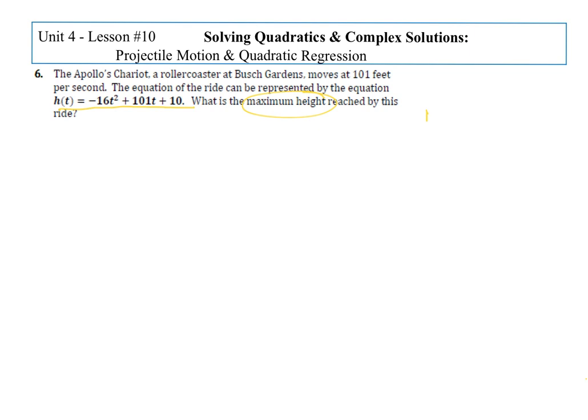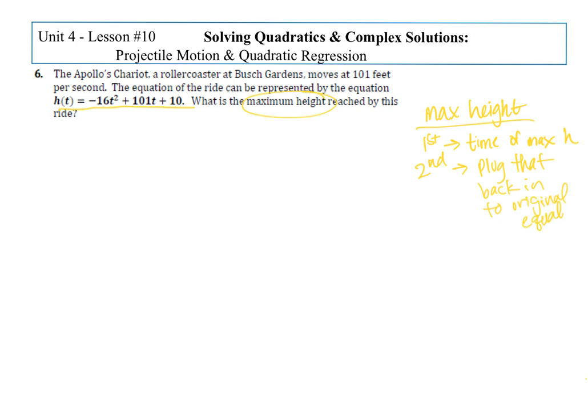So when we find max height, it's like a two-step problem. First, we have to find the time of max height. And then second, we plug that in to the original equation. Okay, that's what we're doing when we find the maximum height. Two steps. First, we have to know what time. It didn't tell us the time it was at its highest point.